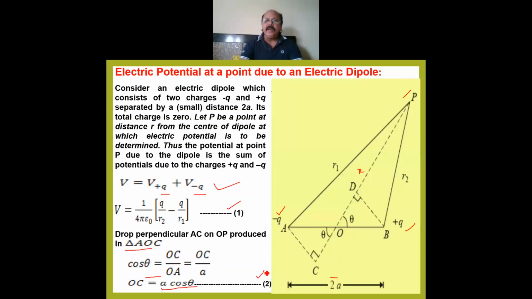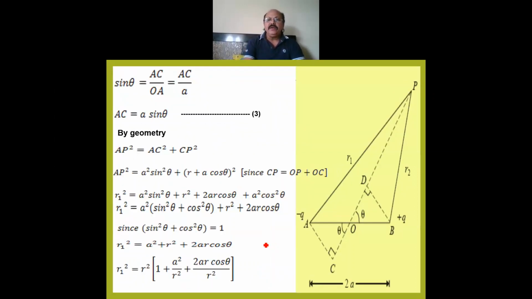Similarly, in the same triangle, we find sin theta. Sin theta is AC upon OA, and OA is a. So sin theta equals AC upon a, then AC equals a sin theta. Mark this equation number 3.